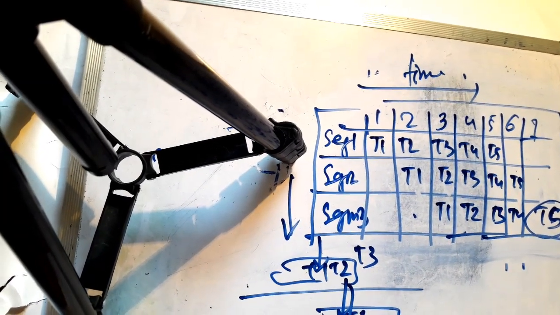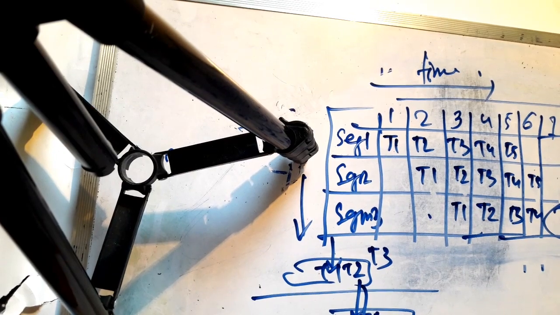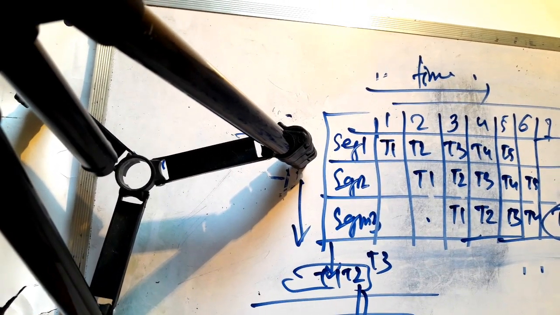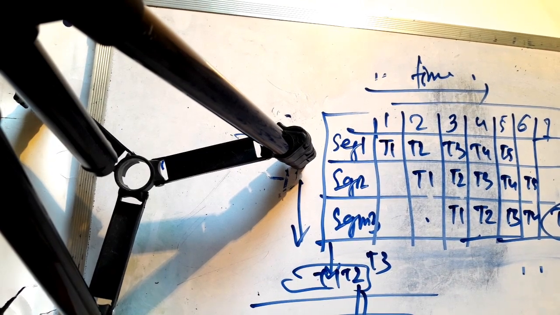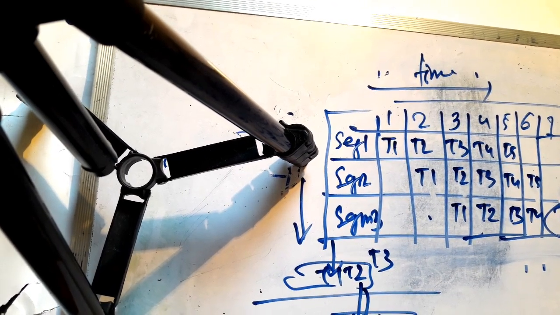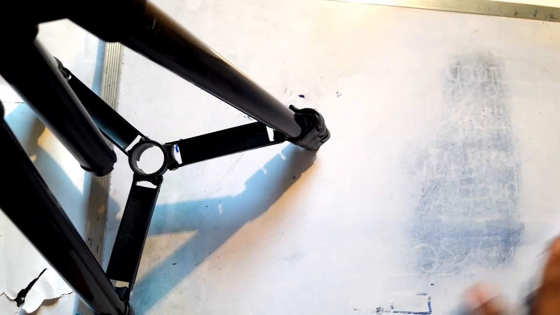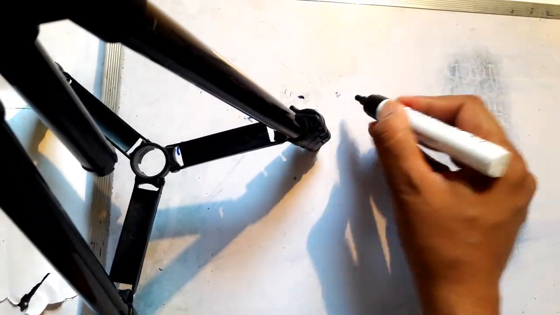Segment utilization with respect to time. This is a very important concept through which we can specify the tasks, the time and the segment number. These are the concepts of the space time diagram. Next topic is speed up ratio. This is an important topic of pipelining. Next is speed up ratio.